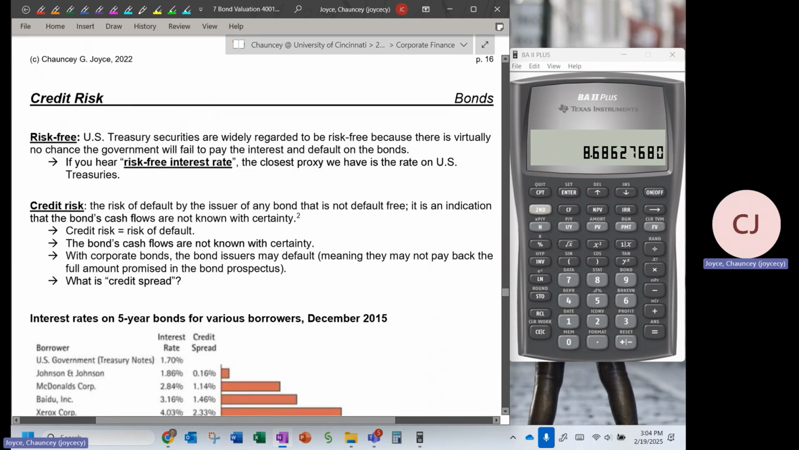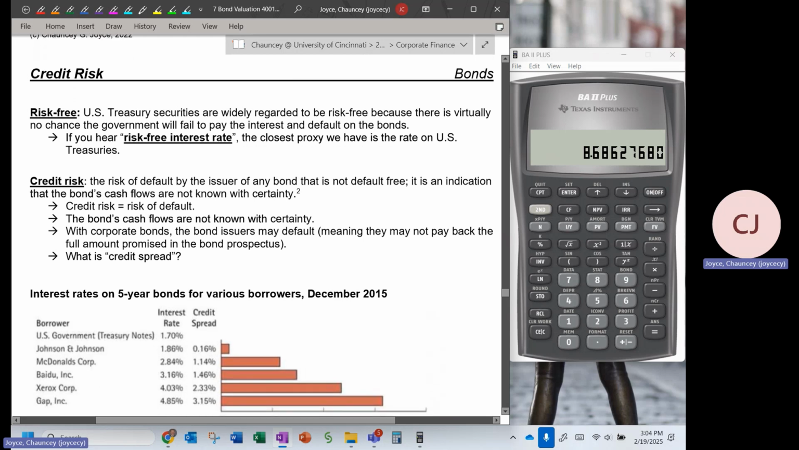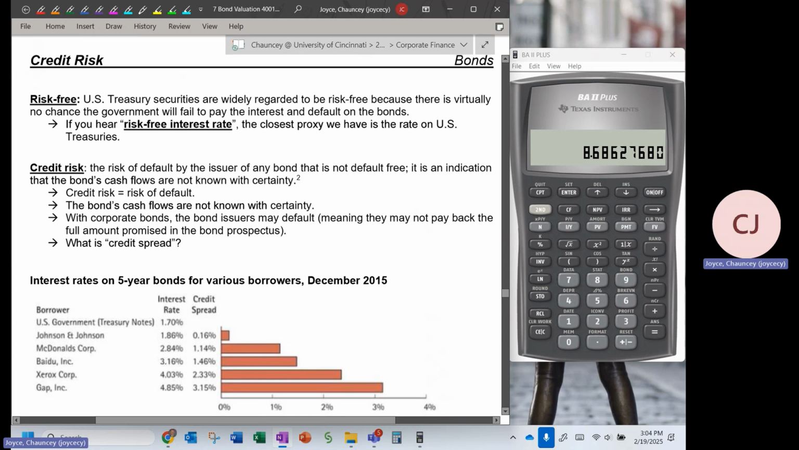Let's talk a little bit about credit risk. So risk-free, before we get to credit risk, is U.S. Treasury securities. We believe these to be risk-free because there's no chance the government will fail to pay the interest. So whether you agree with that or not, it's the closest proxy we have of an asset that we consider risk-free. So if you hear anyone say a risk-free interest rate, the thing we use is a U.S. Treasury security. So if something's not risk-free, we say there's some risk.